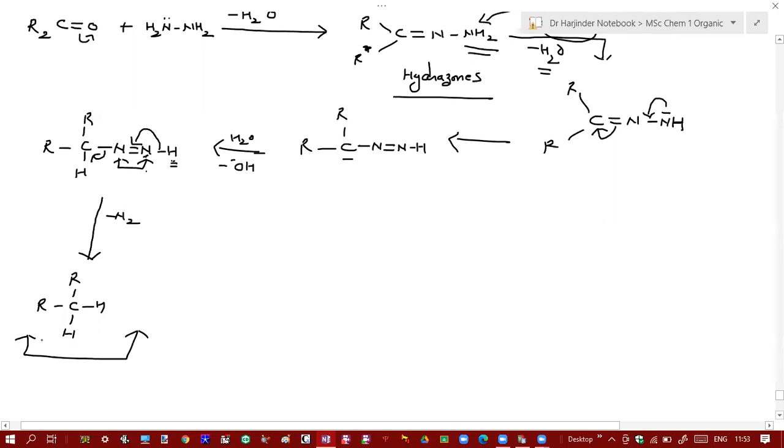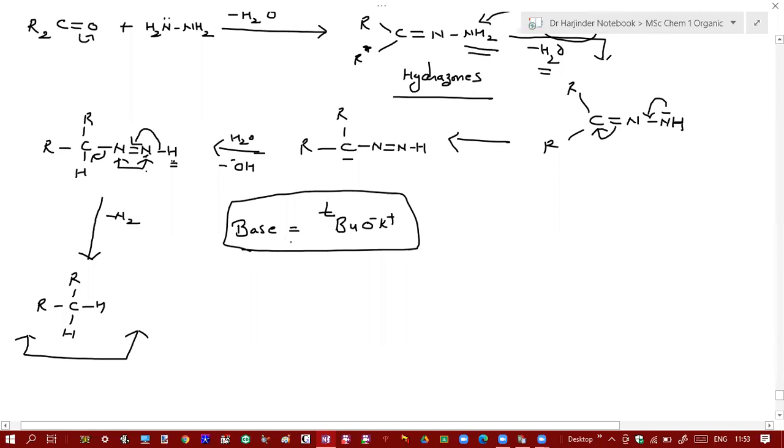So is there any doubt in this reaction? Please ask. As a base you can also use tertiary butoxide. This base can also be used. With tertiary butoxide, it can be used as a base also. So this is a very, very important reaction of carbonyl compounds. One is Clemmensen, the other is Wolff-Kishner reduction. Yes, son, I have 2 minutes more. Look, if you have any question or doubt, you can ask.